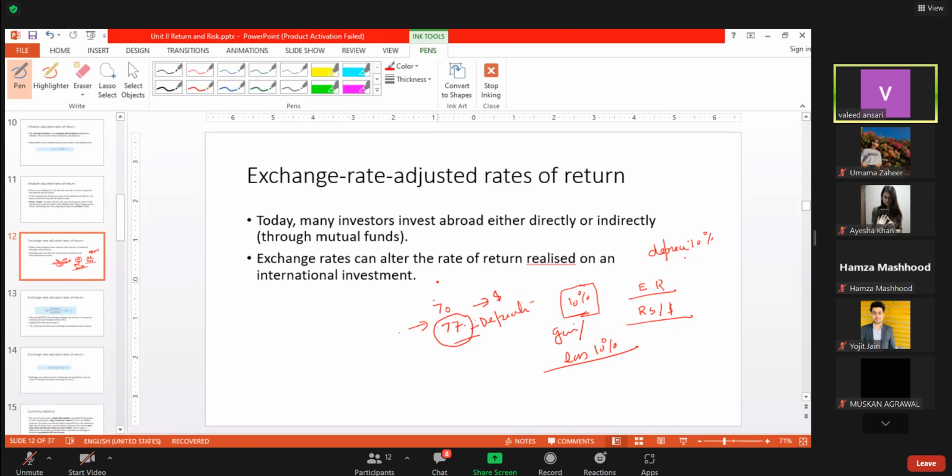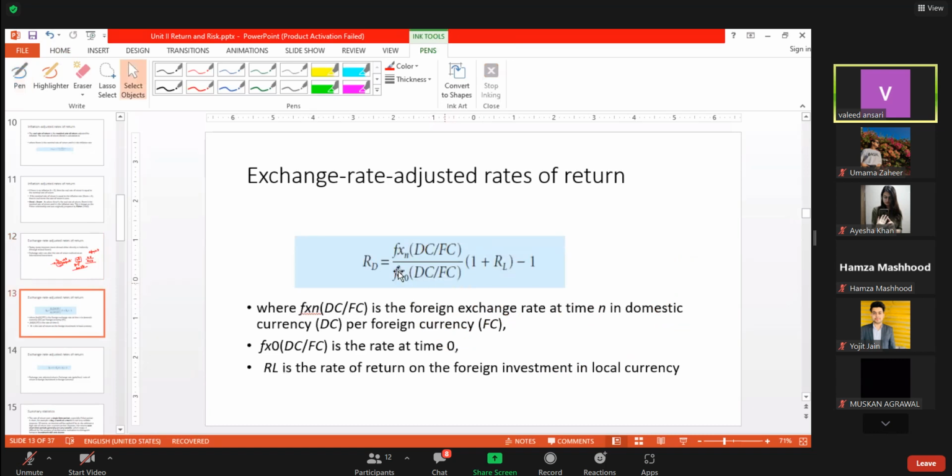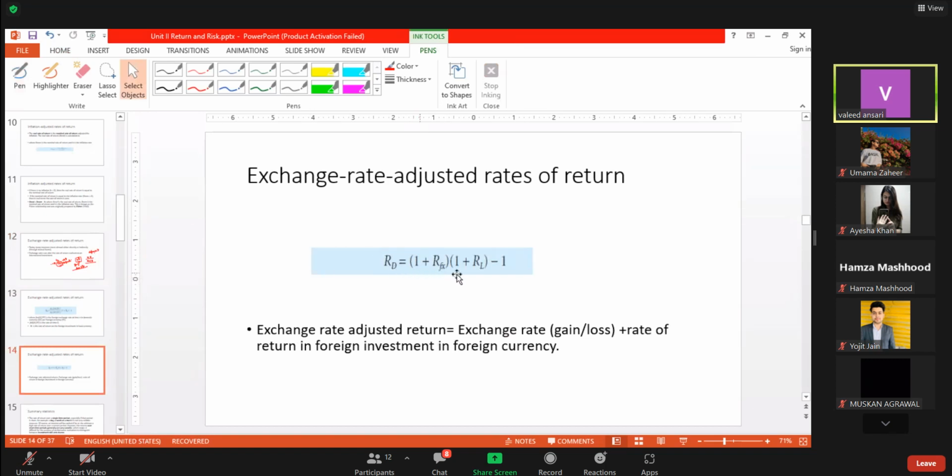What I'm trying to explain to you is that this is the equation which you will encounter: exchange rate, dollar, domestic currency, foreign currency, period O and period N. This is the return. The minus 1 simply means the actual return we arrive at. So it is the product of this as well as the return which we get. So the return becomes not only the raw return, but also the gain or loss in exchange rate.